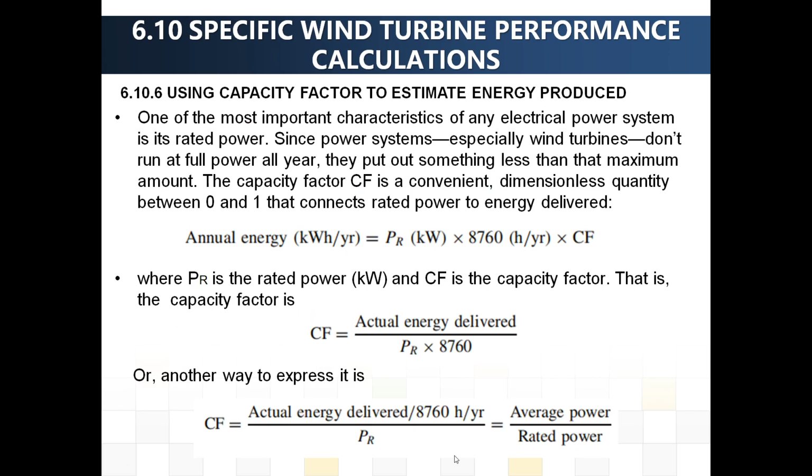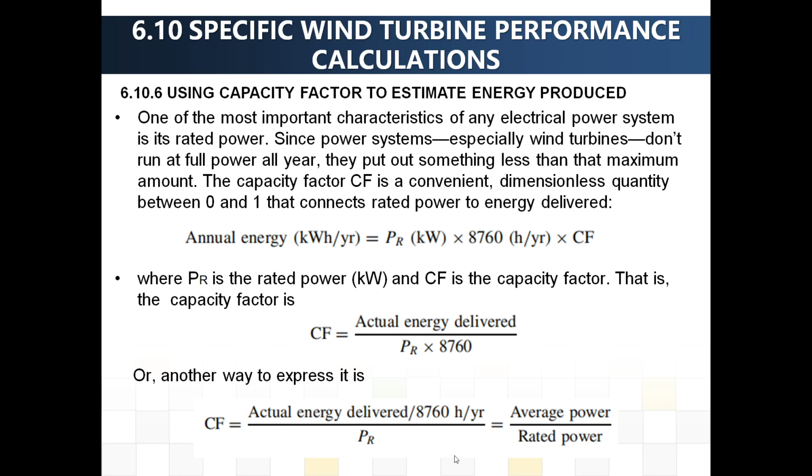Section 6.10.6, using capacity factor to estimate energy produced. One of the most important characteristics of any electrical power system is its rated power. Since power systems, especially wind turbines, do not run at full power all year, they put out something less than that maximum amount. The capacity factor CF is a convenient, dimensionless quantity between 0 and 1 that connects rated power to energy delivered.